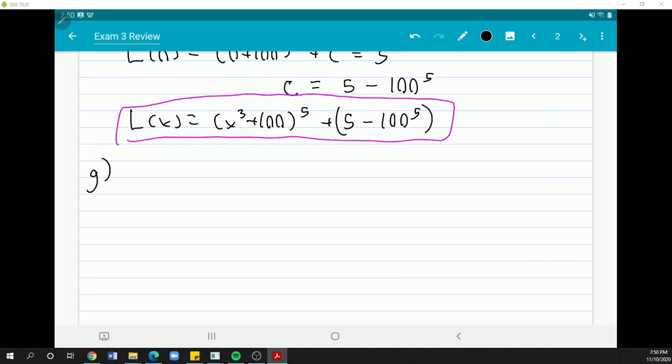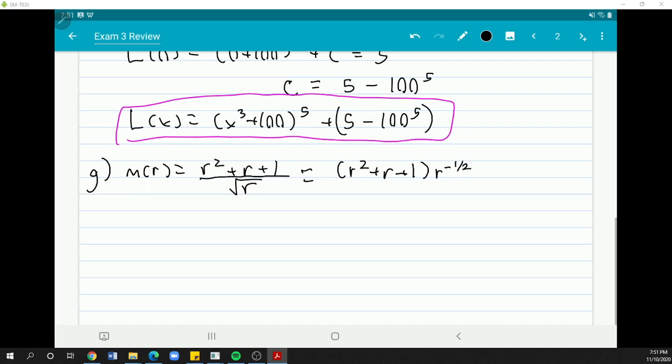Finally, G, we have a favorite. M of r is equal to r squared plus r plus 1 divided by the square root of r. So this one looks like it could be tricky, but it's really not that bad, because this is the same thing as r squared plus r plus 1 times r to the minus 1/2 equals r to the 3/2 plus r to the 1/2 plus r to the minus 1/2.